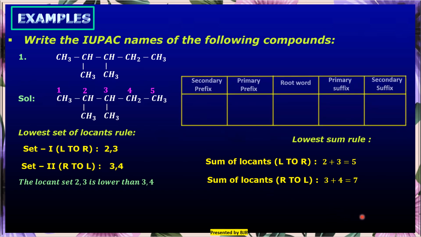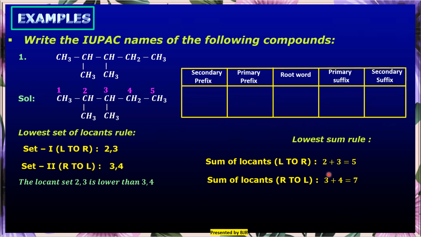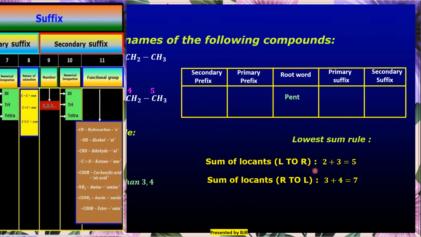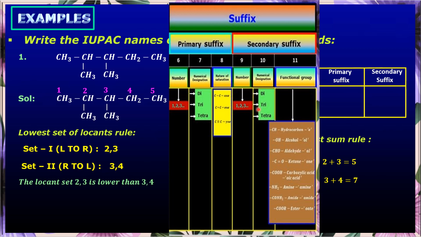Okay. Now, what is the root word for this? In the parent chain, there are 5 carbon atoms. It is pent. The root word is pent. The primary suffix is an because only single bonds are there. The secondary suffix is e because there are only carbon and hydrogen atoms in this compound.